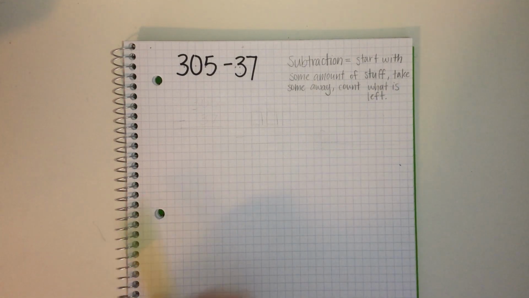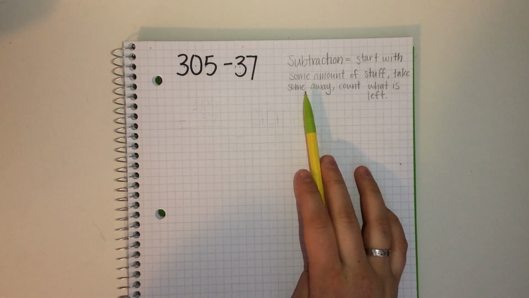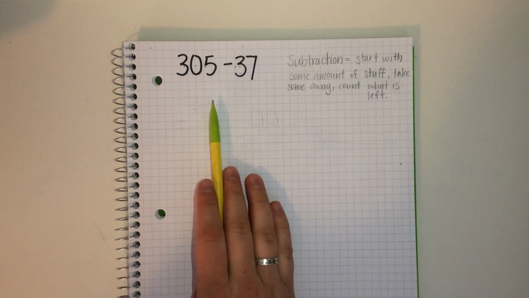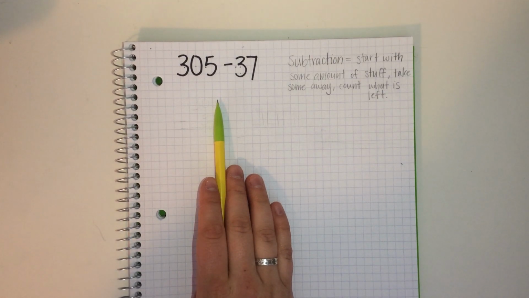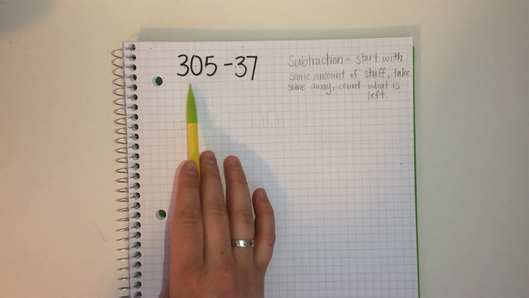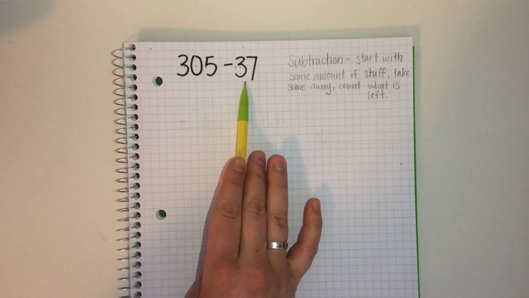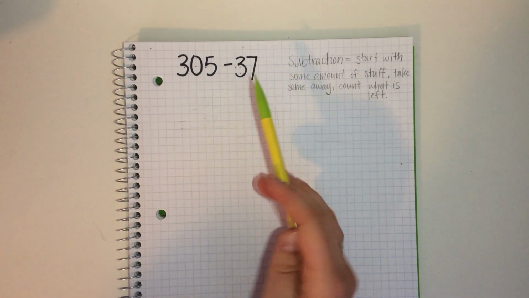So subtraction is when we start with some amount of stuff, take some of it away, and then count what is left. So for this example, 305 minus 37, our starting amount of stuff is 305. The stuff we're going to take away is 37, and then we're going to count what is left.